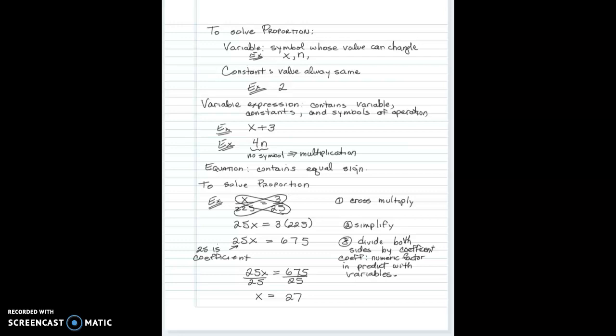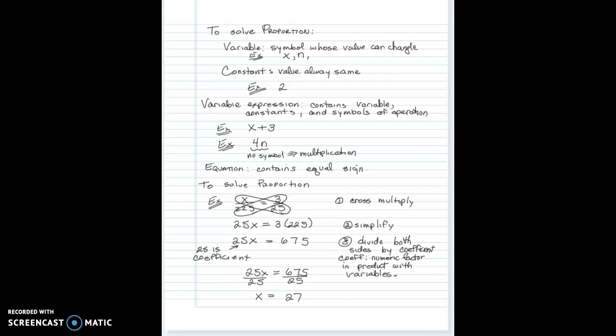Different than an expression is an equation. What makes something an equation is that it contains an equal sign. So to solve a proportion, it's a particular type of equation. Let's say, for example, we have x over 225 equals 3 over 25. To solve it, first I'll cross multiply, setting those products equal. So that gives me 25 times x is equal to 3 times 225. When I multiply, that gives me 25x equals 675.